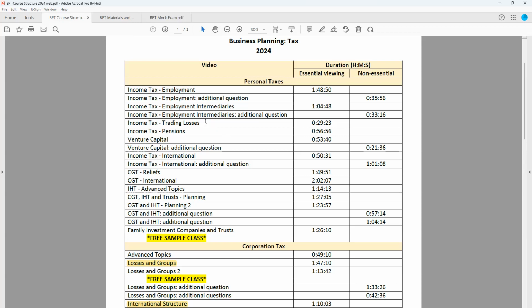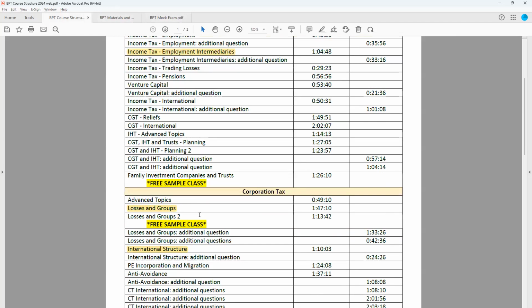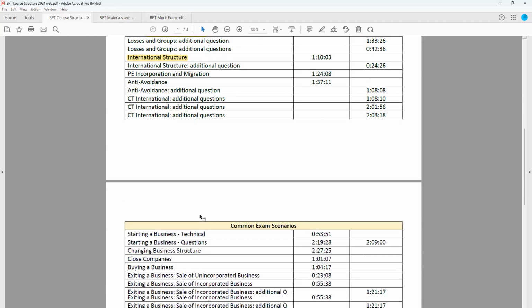So we'll go through and cover all of the topics. So income tax, all of the topics there, like employment intermediaries. I'll simplify that content, make it much easier for you to understand, work through some questions. Then you go away and practice some questions, and then therefore you would have mastered this topic, and you can move on to the next topic, like trading losses, and then the next topic, pensions, and we'll just keep working through each BPT topic and technical area one at a time.